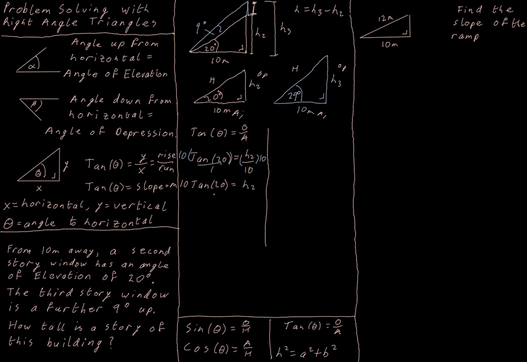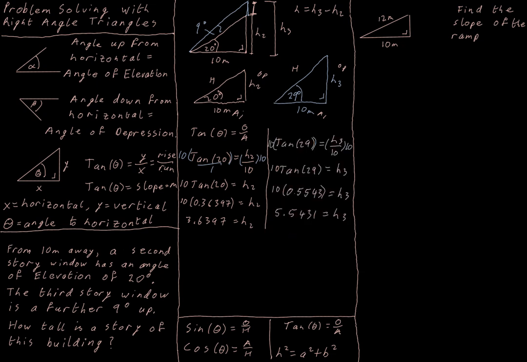Then I go to my calculator and I find out what tan of 20 degrees is, and I go to 4 decimal places, so 0.36397. I've actually gone to an extra decimal place there, but go to at least 4 decimal places. And that's H2. And I multiply that up and I get 3.6397 for the height of the second story. And I do the same thing for H3. Now I have both H2 and H3.